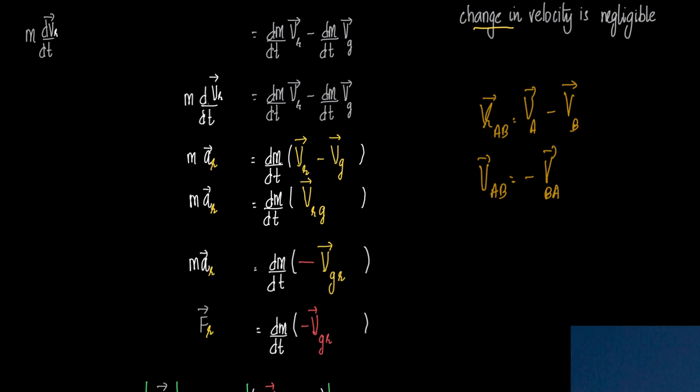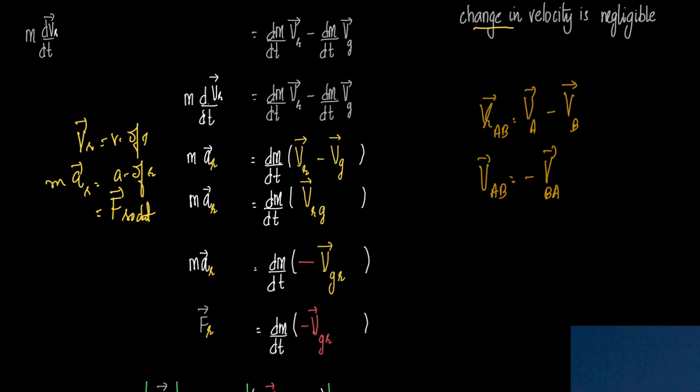If you have to understand this practically, what is the velocity vector? VR is the velocity of the rocket. What is AR? AR is the acceleration of the rocket. So what is m into AR? It is mass into acceleration of the rocket, which is actually the force acting on the rocket, and therefore we have the force acting on the rocket is equal to dm by dt into minus VGR.